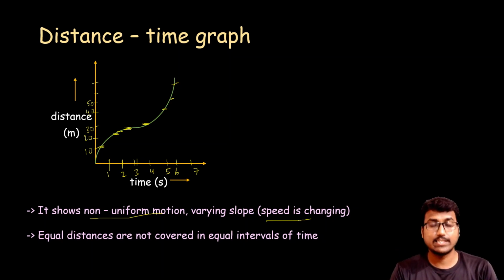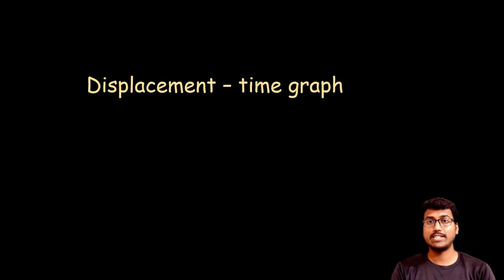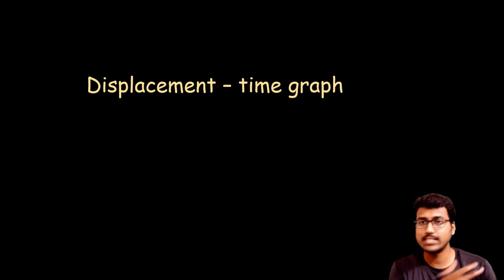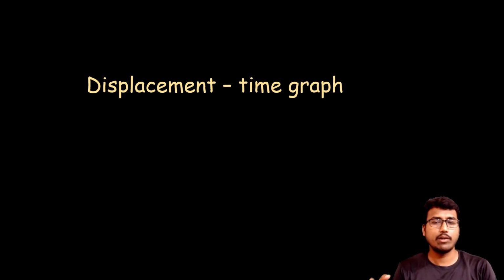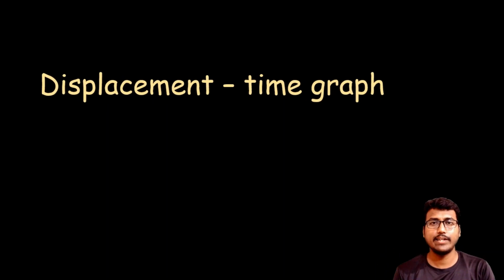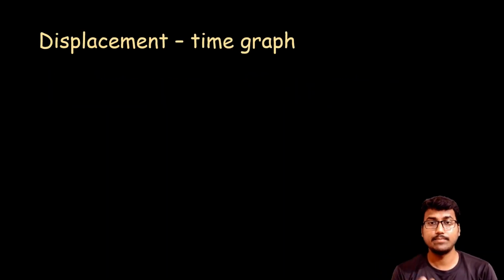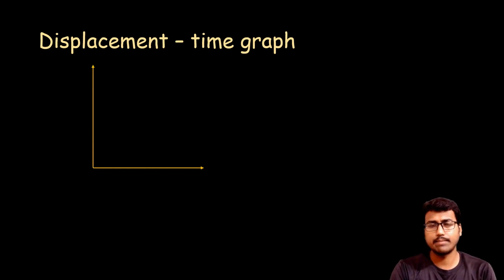Okay, next we'll go for the displacement time graphs. Yeah, distance time graph is over. Displacement time graph is also almost a similar kind of thing. So let's understand step by step. Next we have the displacement time graph. The first one, let's see. The displacement time graph will have the same kind of shape as the distance time graph, same to same only. So here we have displacement instead of distance.